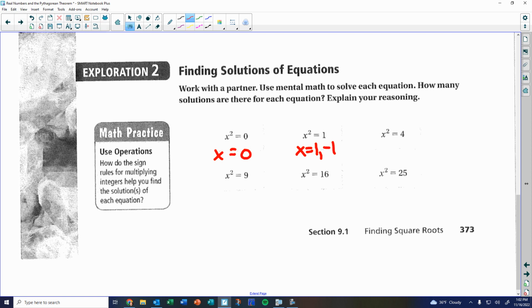What number squared gives you 4? 2 and -2. Yes, 2 answers. 9 would be 3 and -3. 16 would be 4 and -4. And then 25, 5 and -5.